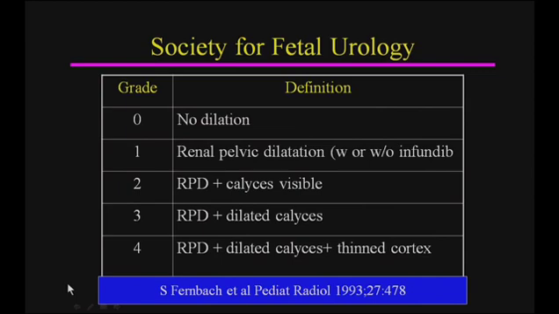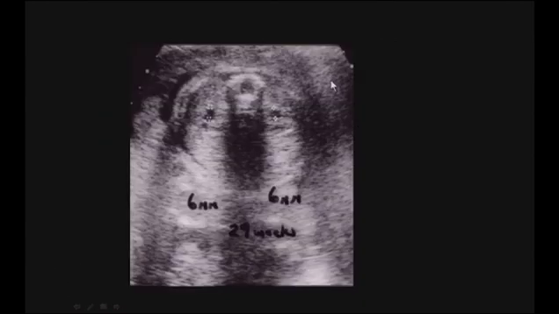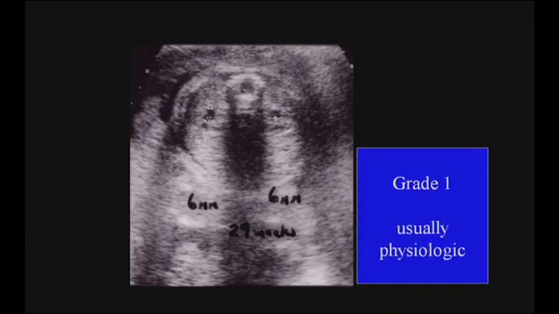The Society for Fetal Urology in 1993 graded things according to what's seen on this chart. No dilation was grade 0, and then they had grades 1, 2, 3, and 4, with the worst being grade 4, in which there was renal pelvic dilation, dilated calyces, and thinned cortex. This is just an example of a kidney with 6 millimeters of dilatation, another kidney with 6 millimeters of dilatation at 29 weeks gestational age, and this is probably physiologic.